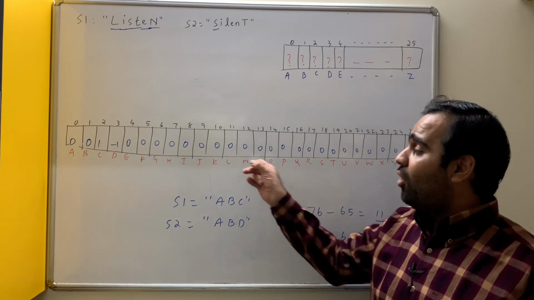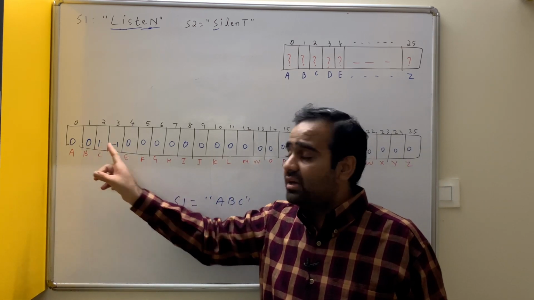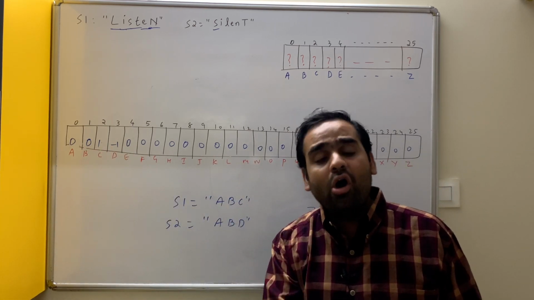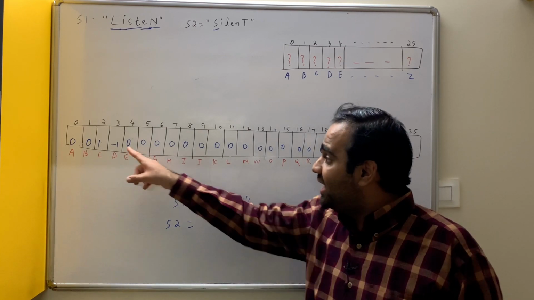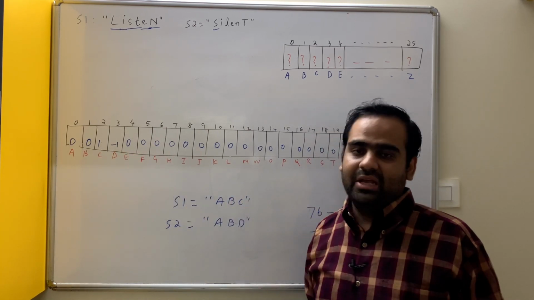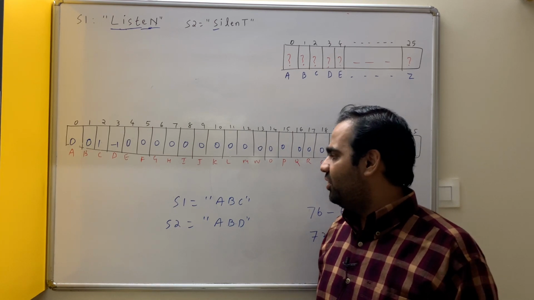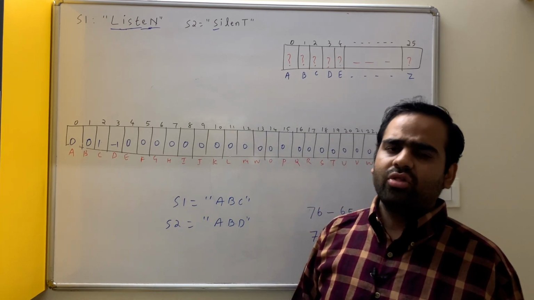And moreover, what does this array say? This array says that C appears 1 time more in S1 than S2, and D appears 1 time more in S2 than S1. This is what this array says, and this is how we are going to solve the question on the anagram.